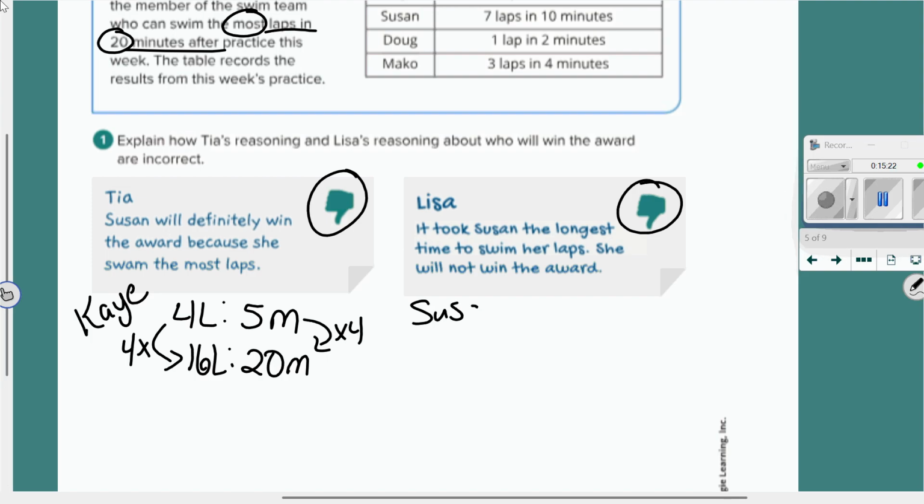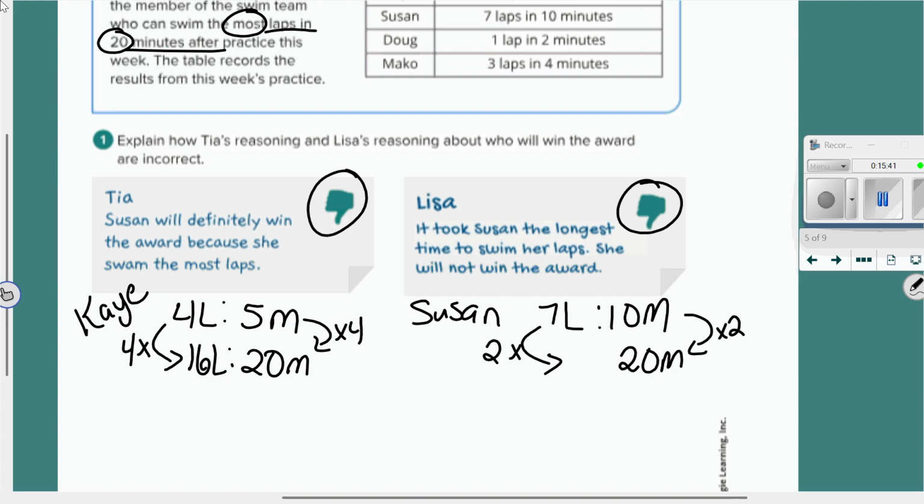Susan did 7 laps in 10 minutes. And again, the competition is going for 20 minutes. So what do I do to 10 to get to 20? So to make it equivalent, I do the same thing. So 7 times 2? 14 laps in 20 minutes.